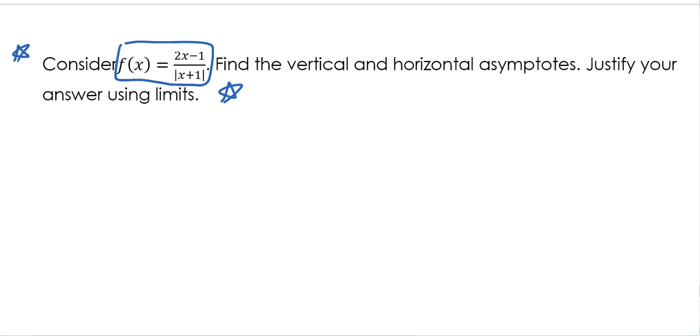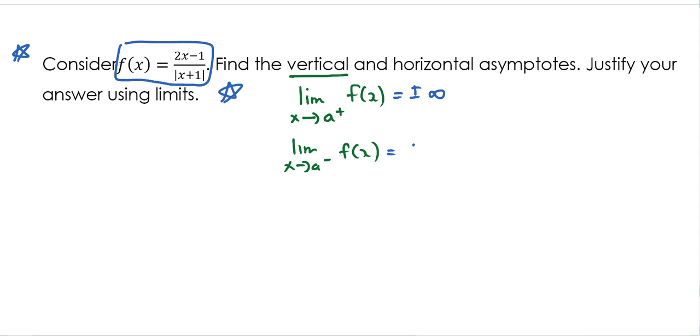If I need to find a vertical asymptote, you have to know your definition of a vertical asymptote using limits. So a vertical asymptote basically means if you have a limit, and you're approaching a certain value from the right hand side, or from the left hand side of your graph, your final result has to be positive or negative infinity. So if you evaluate your limit from the left or the right hand side, and you get positive or negative infinity, that means you have a vertical asymptote.